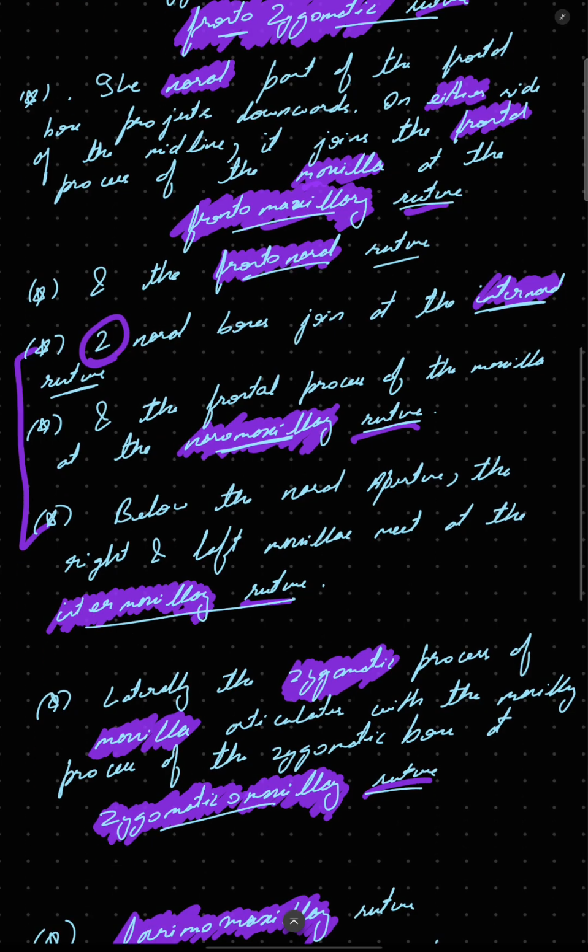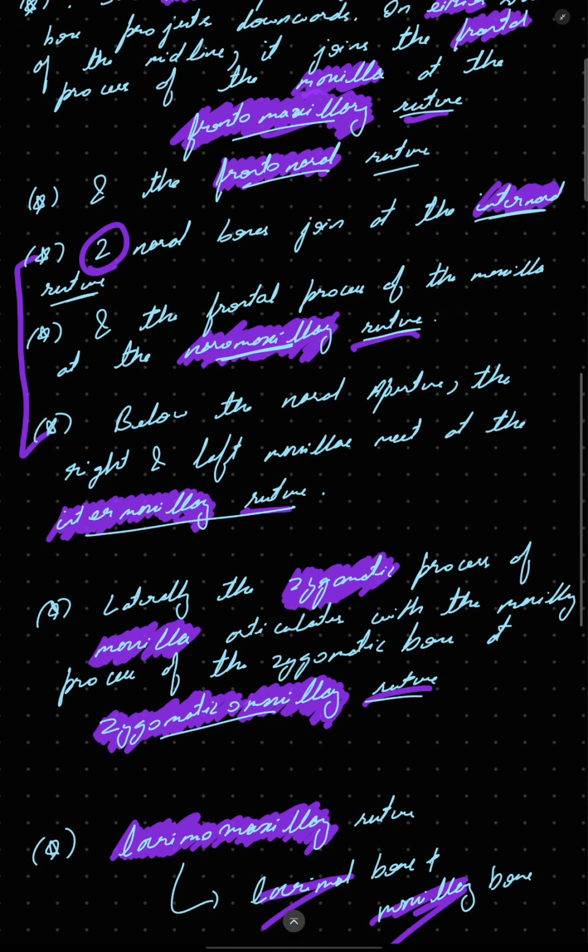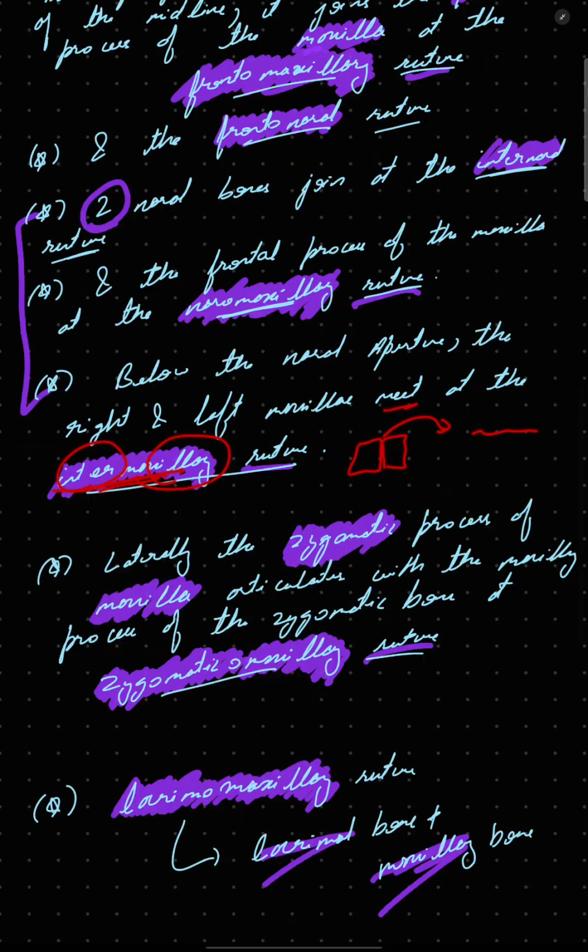So moving on, the 2 nasal bones join at the internasal suture, and next point, the nasal bone and the frontal process of the maxilla at the nasomaxillary suture. So nasal bone plus maxilla is nasomaxillary suture. This is the fourth one. Below the nasal aperture, the right and left maxilla meet at the intermaxillary suture. Intermaxillary suture. Maxilla plus maxilla, intermaxillary suture.